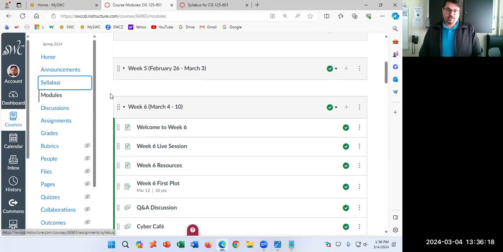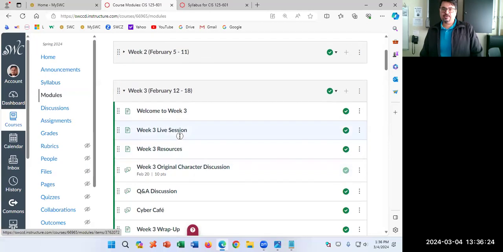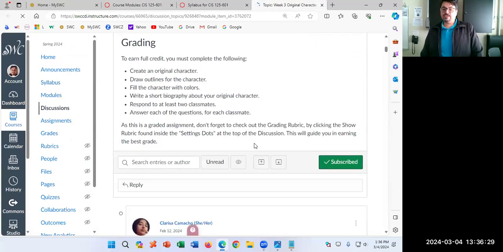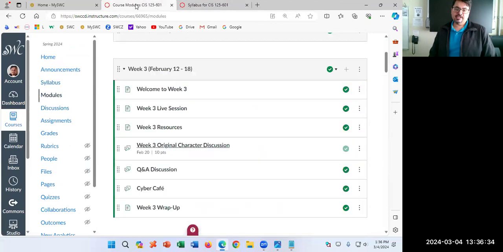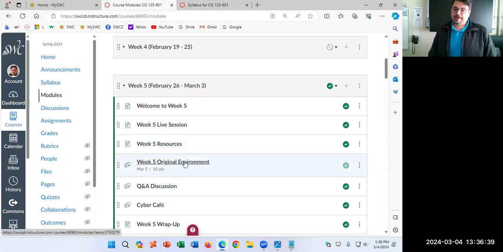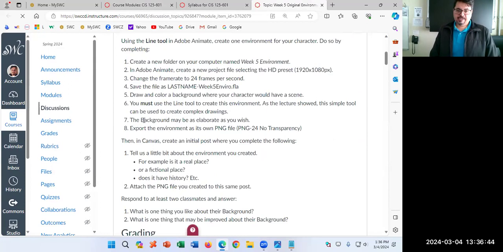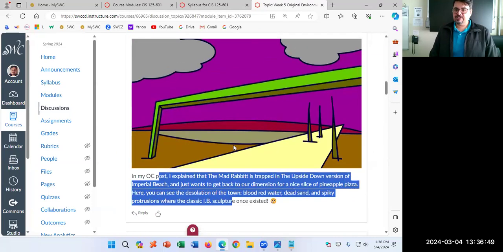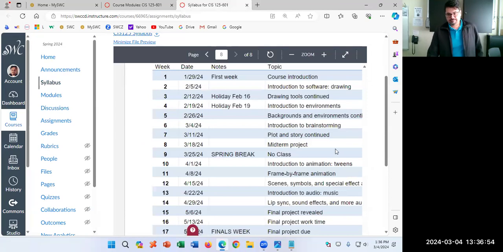Ideas. There's already been a little bit of that that you've done in the previous weeks when you did your original character. It was asked in there for you to write a little bit about your character, and you all did. Good. Then, as you're doing the assignment that's due tomorrow on the environments, there was also a little bit in there asking you to write a little bit about your background, your world or whatever. Put a little example there, and most of you are doing it. So you've been doing a little bit of writing.